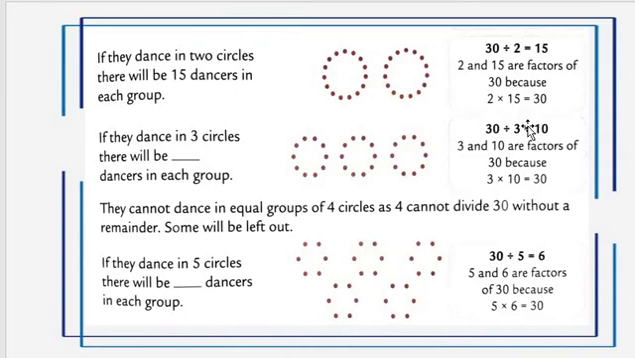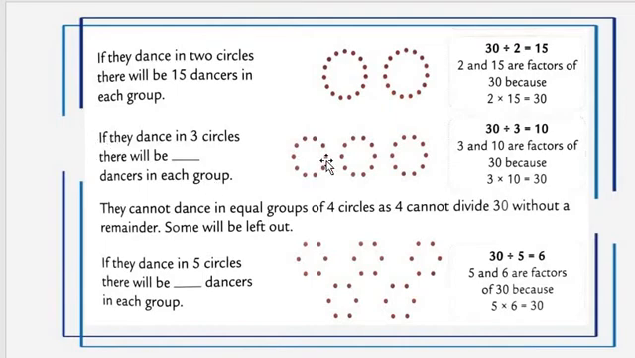So dear students, if they dance in two circles, there will be 15 dancers in each group. So 2 and 15 are factors of 30, because 2 15s are 30 and 15 2s are 30. If the dancers dance in 3 circles, there will be a number of dancers in each group.